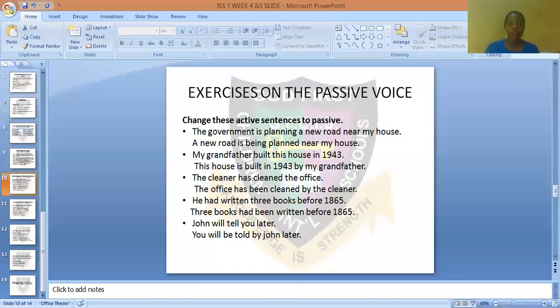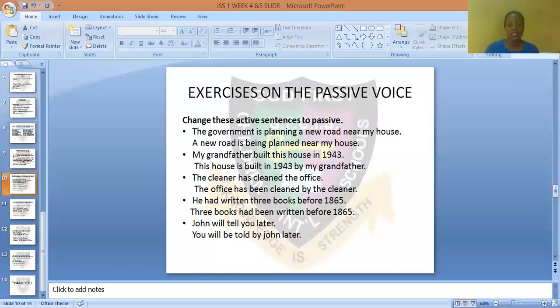My grandfather built this house in 1943. This house was built in 1943 by my grandfather. Next: the cleaner has cleaned the office. The office has been cleaned by the cleaner.